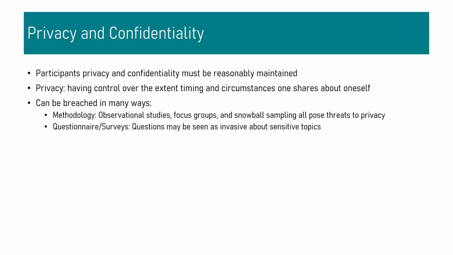Privacy, or having control over the extent, timing, and circumstances one shares about themselves, can be breached in many ways. One way is through different research methods, such as observational studies, focus groups, and snowball sampling. Observational studies pose a threat to privacy if information is gathered without the subject's knowledge or consent, while focus groups cannot ensure privacy or confidentiality since participants may talk about what was discussed after the study ends.